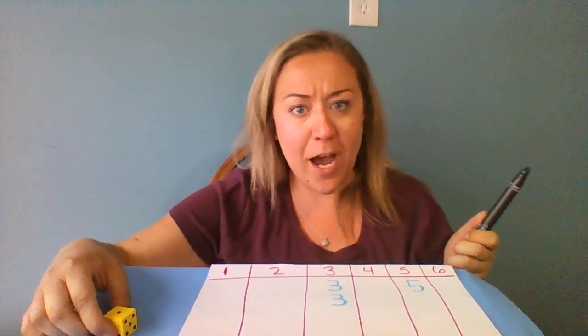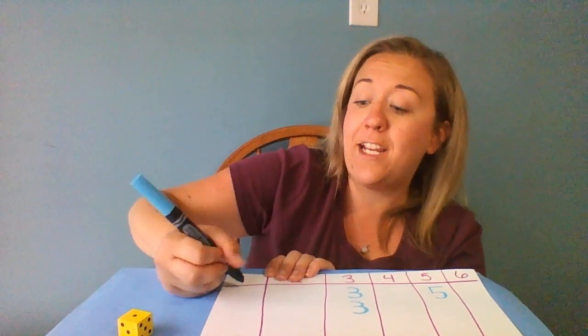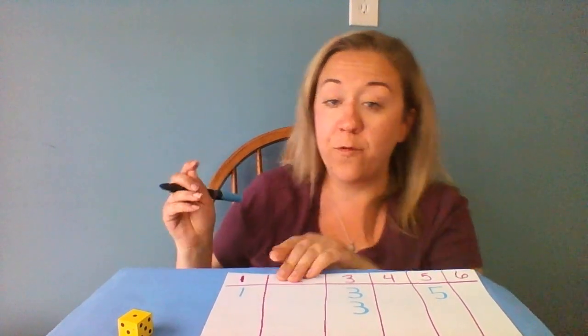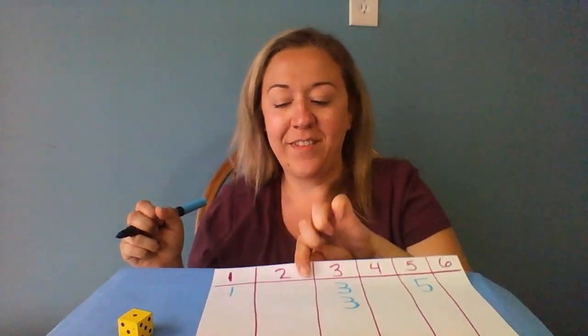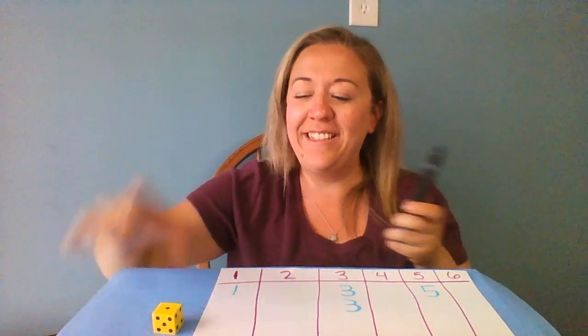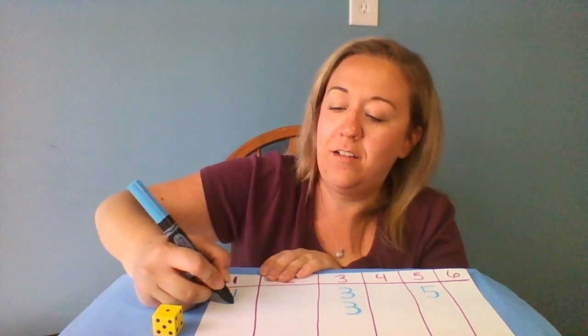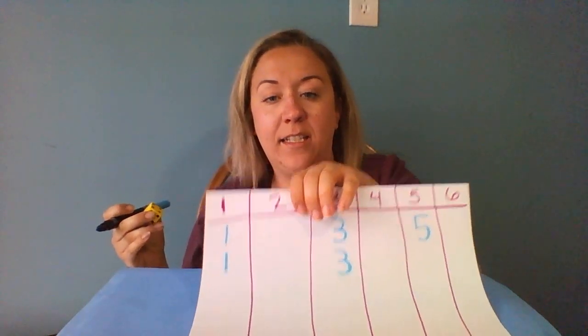What did I roll this time? There's just 1 dot. It's the number 1. Do you know how to make a number 1? Number 1 is like a stick. Draw straight down very quick. There's our number 1. All right, let's roll again. What are we going to roll? A number 1 again. All right, straight line down very quick like a stick.